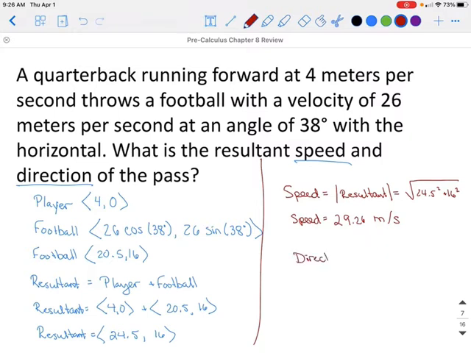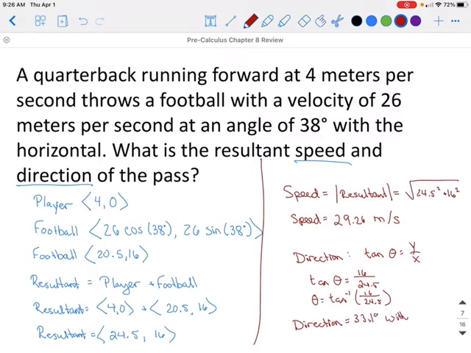Next, you need to find the direction. And remember, to do this, you're going to do the tangent of theta is equal to y over x. So from our component form, we know our y value is 16, our x value is 24.5. To get the angle by itself, you're going to do the tangent inverse, and we're going to have our direction is going to be equal to 33.1 degrees with the horizontal.